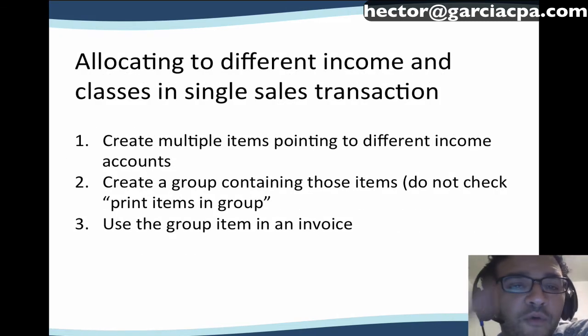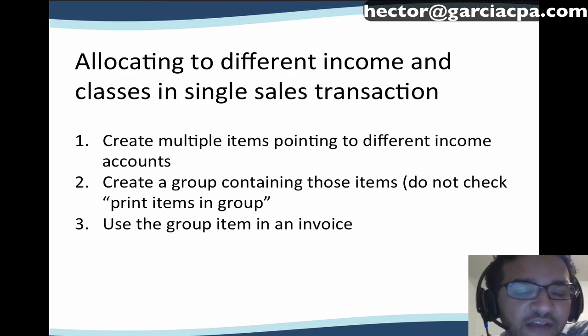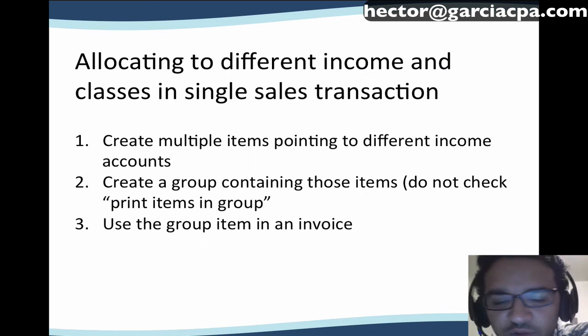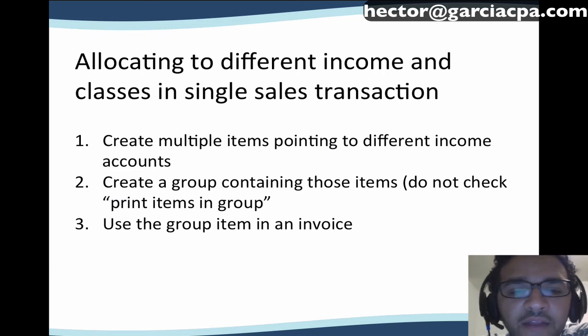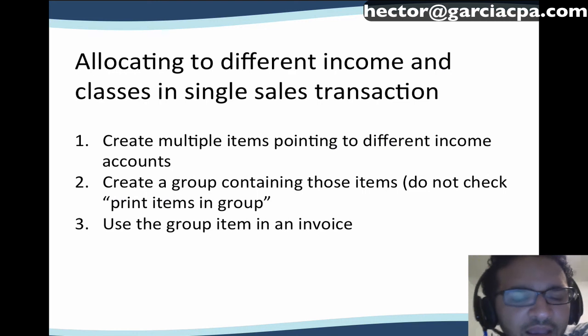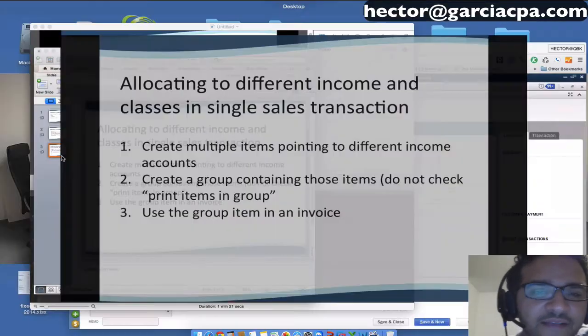So for the first example, we're going to allocate different income and classes in a single sales transaction. The first step is we have to create multiple items or use multiple items that point to different accounts. We'll do an example of that. Then we're going to create a group that contains all those items, and you're not going to put a check mark where it says print items in the group. I'll show you an example of that. And finally, we'll use that group in an invoice. That way the customer doesn't see all the individual items, they only see one item. But internally, for reporting purposes, we're going to see different accounts and different classes being used.